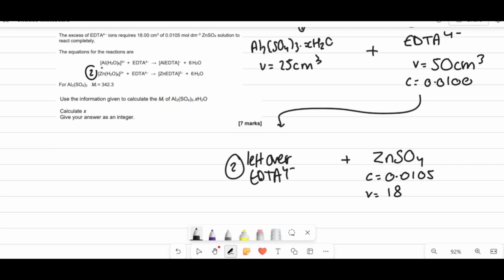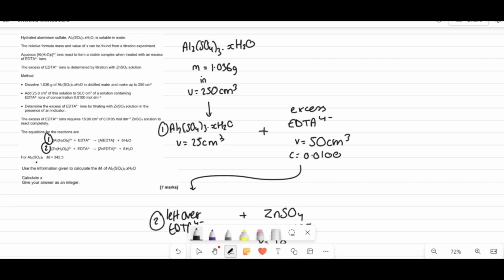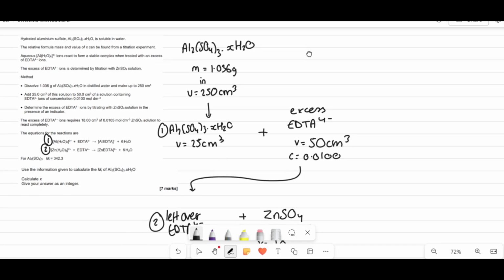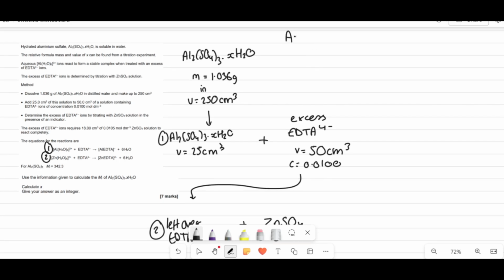Cool. And then this one here, so we're reacting Al blah, blah, blah, and EDTA. So that means this one's got to be this one. They've told us the Mr of Al2(SO4)3 is this, not this one, because that's got XH2O on it. So somewhere just scribble that down so you have it in access. Al2(SO4)3, its Mr is 342.3. Now the question says, use all this information to find the Mr of this, the one with the XH2O in it, and then find out what X is.